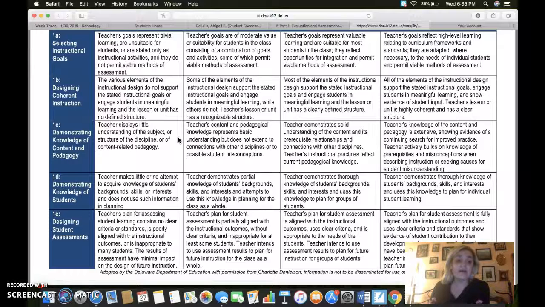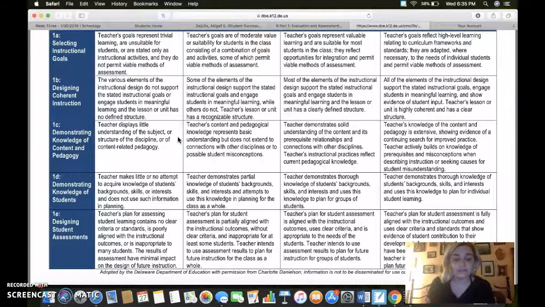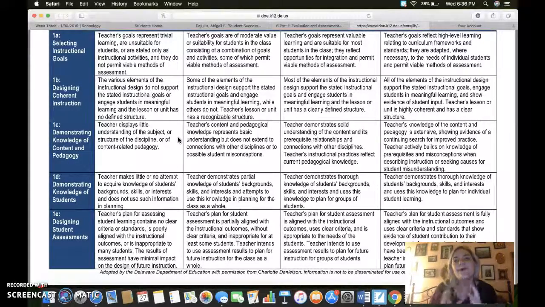So, for example, a teacher demonstrates thorough knowledge of students' background, skills, interests, and knowledge to plan individual student learning. That is the most highly effective way of teaching when you're demonstrating your knowledge of students, because you want to form those connections. And to form those connections, you need to know them as people. And you get to know them as people, and then you know how they learn.